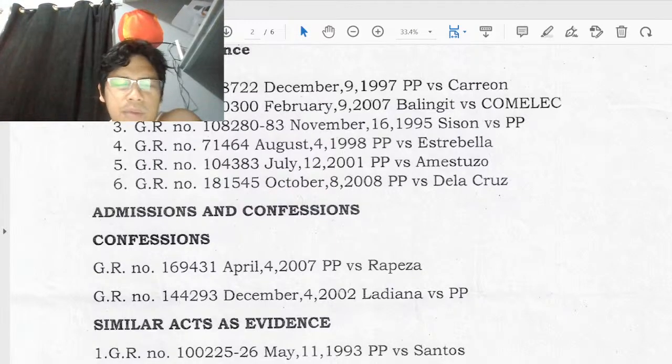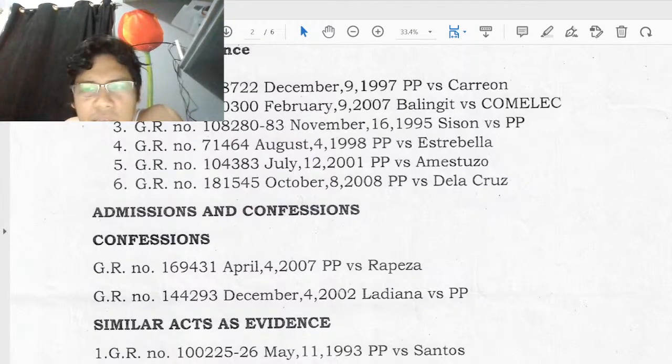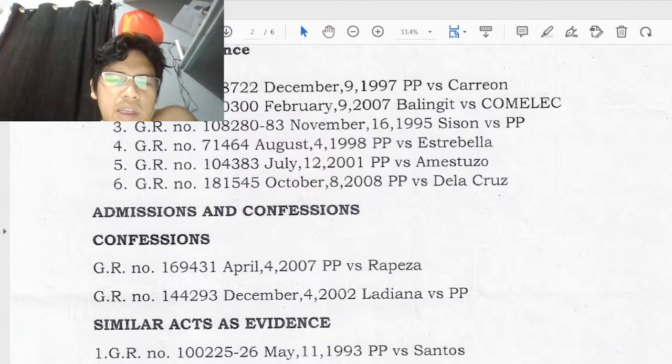The guilt of the accused must be proven beyond reasonable doubt. Of course, if the inculpatory facts are capable of two or more explanations, one which is consistent with the innocence and one which is consistent with the guilt, then the evidence does not fulfill the test of moral certainty and is not sufficient to support a conviction. Kung isa daw ay nagko-convict ang isa naman ay innocent, hindi pa rin.